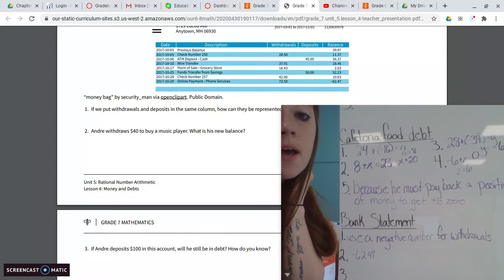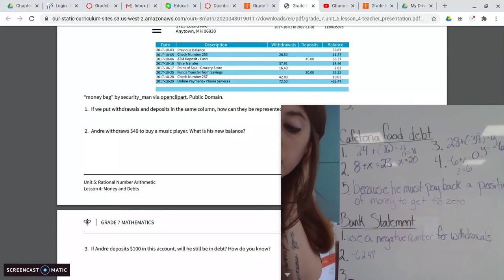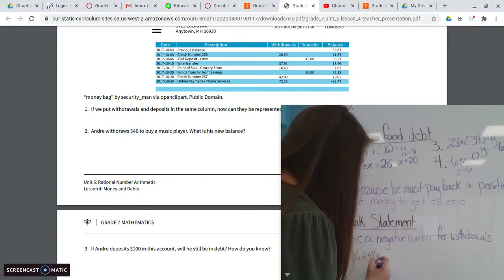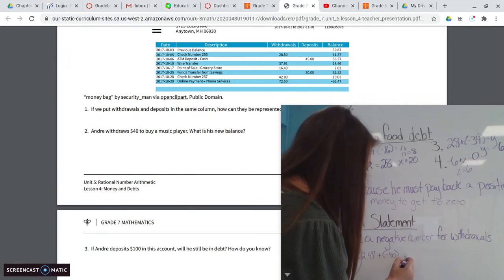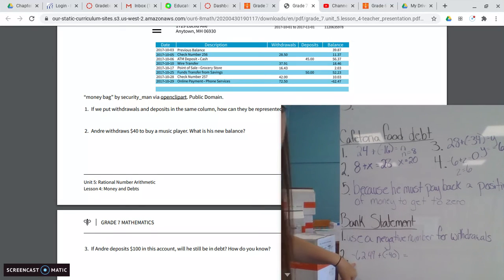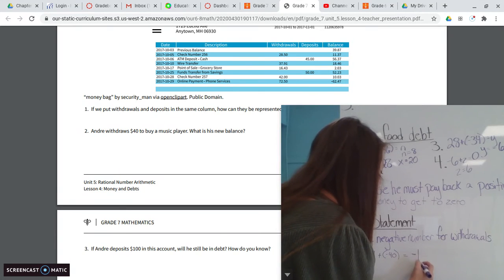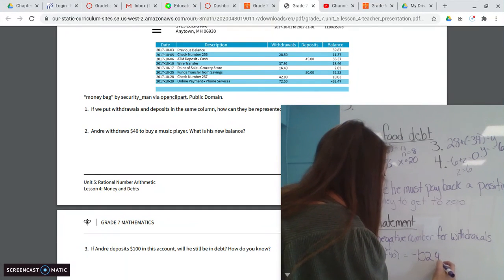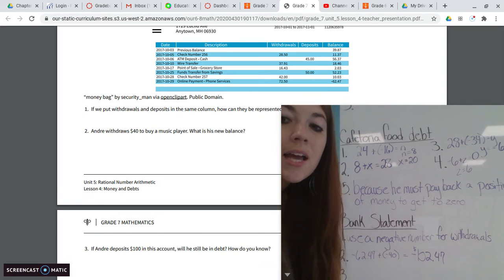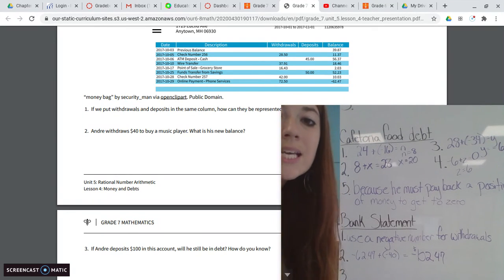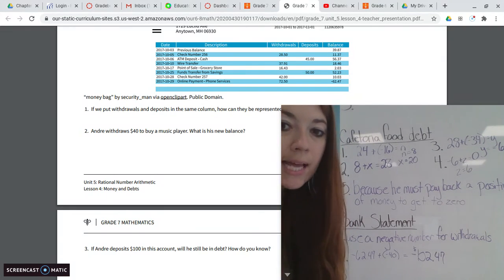And now he's buying a music player for $40. So we're going to add that negative 40 that's also going to come off to give us what amount? So if we take negative 62.47 and add negative 40 to it, what's that going to give us for a number? Negative 102.47, and that's dollars. So he's going to be $102.47 in debt by buying this music player. So that's quite a bit of debt.